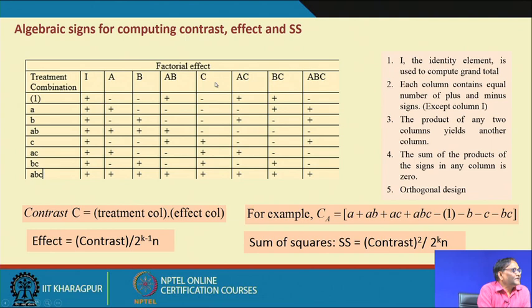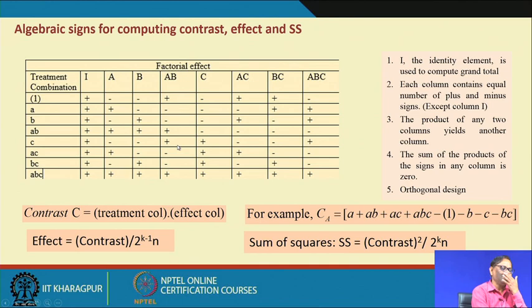Suppose you multiply AB with A, what will you get? You will get the B column, because A B A is A squared times B. When you square this column, all entries will be positive, so only the B column will remain. That is why, if you multiply any two columns, you will get another column. The fourth property is that the sum of the product of the signs in any column is 0. Obviously, as there are equal numbers of positive and negative signs, when you sum up they give you the 0 value, and this is an orthogonal design.